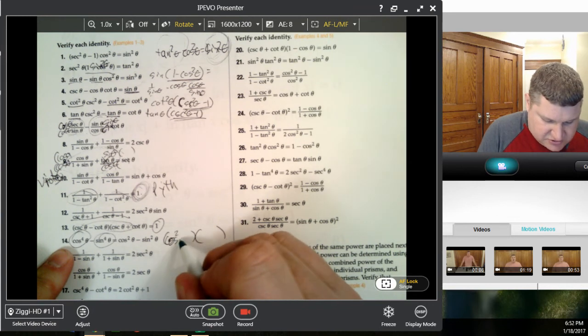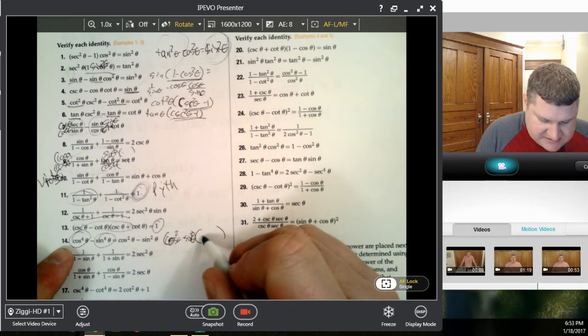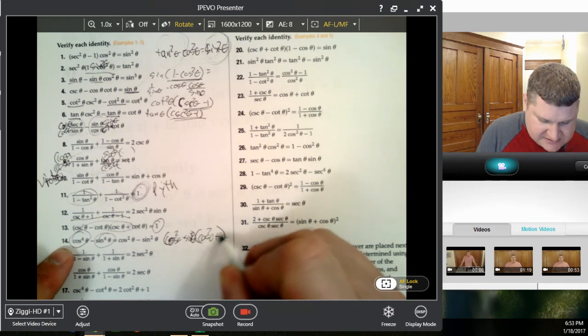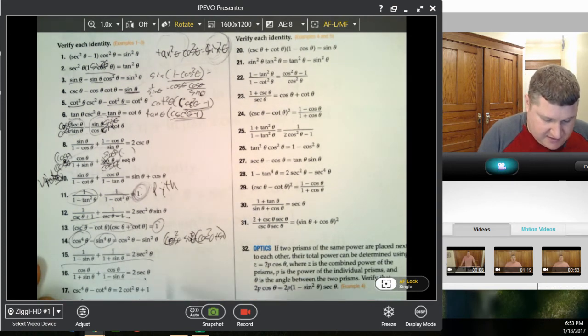So I'm going to say cosine squared of theta minus sine squared theta. And then I'm going to say cosine squared theta plus sine squared theta. Here, common denominators. Here, common denominators. Here, I have 4th powers again. I'm going to break them up half and half.